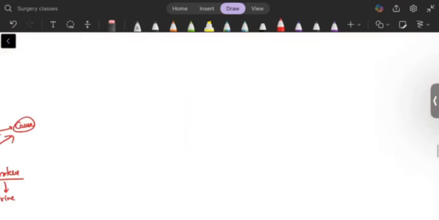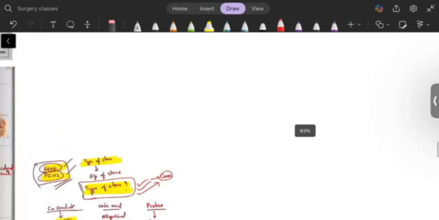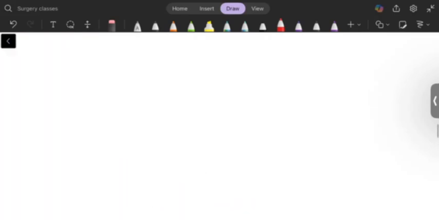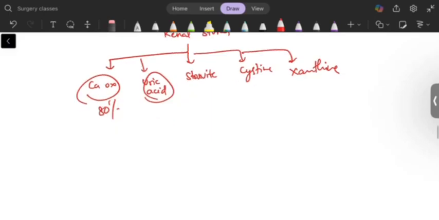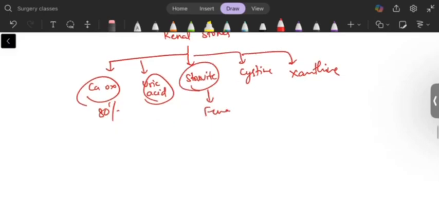So now we have basically discussed both renal and ureteric calculi. In brief, we started with two main mandatory factors, supersaturation and crystallization. After that we studied types of renal stones based on composition. First being calcium oxalate, then uric acid, then struvite or staghorn, then cystine, and then xanthine. The most common stone is calcium oxalate, about 80%, the rest being uric acid most common. Struvite is most common in females. This is also called staghorn calculi.